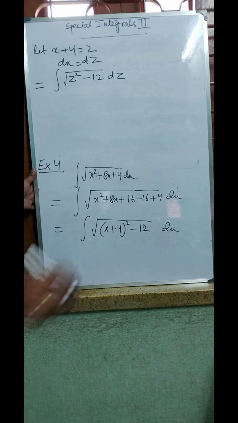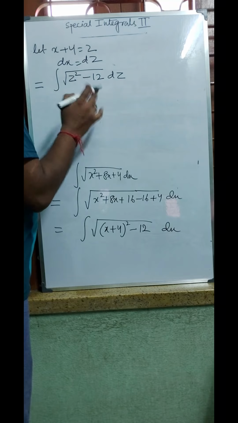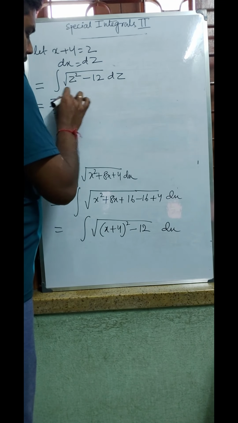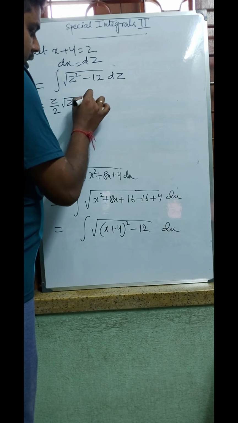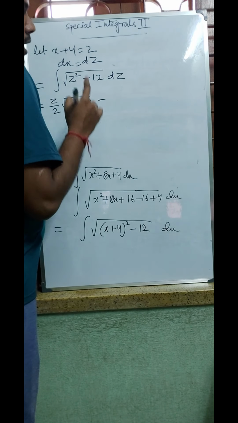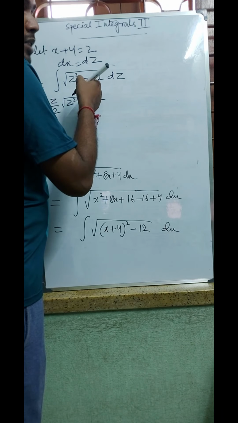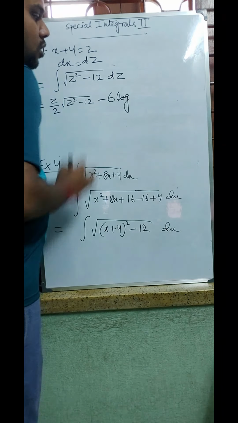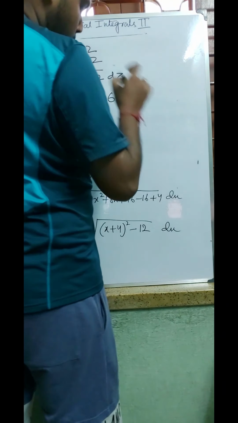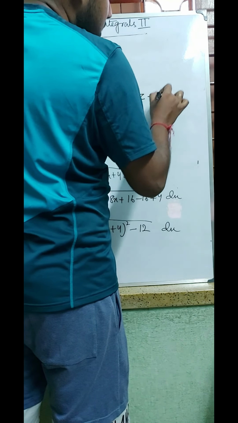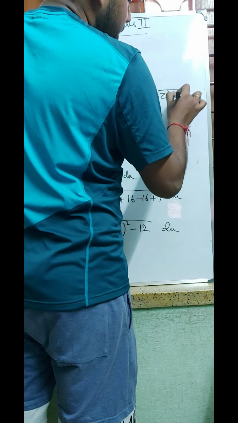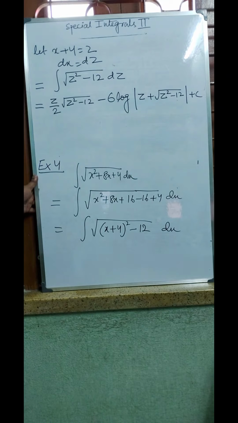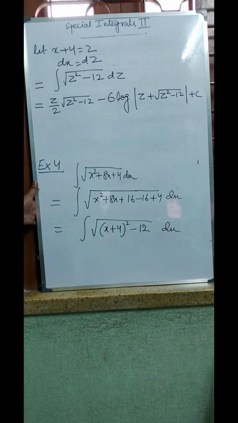Right? So this is in the form under root x square minus a square. So therefore this will be z by 2 under root z square minus 12 minus a square by 2. Now a square is 12, so 12 by 2 is 6 log of mod of z plus under root z square minus 12 plus c. This is what you get.